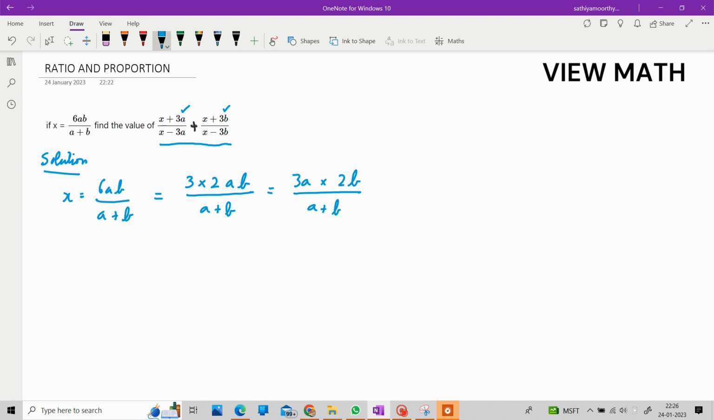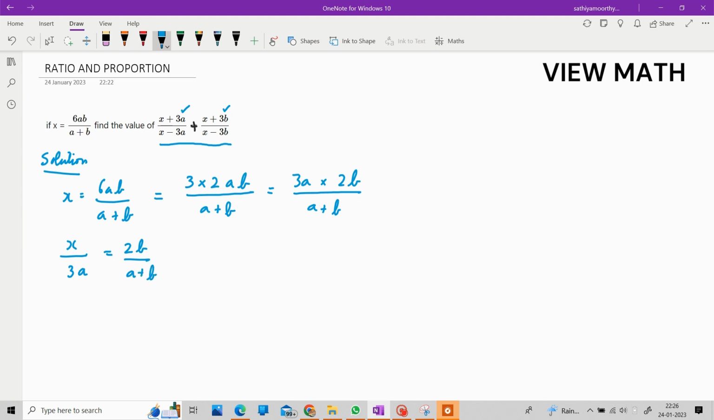So first I am going to find out (x + 3a)/(x − 3a). Then next I am going to find out (x + 3b)/(x − 3b), and then I am going to add. Now I have taken 3a. Now the 3a I am going to bring to the left hand side, so it comes to the denominator. x by 3a is equal to 2b by a plus b.